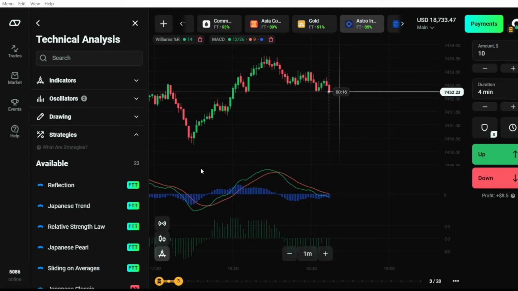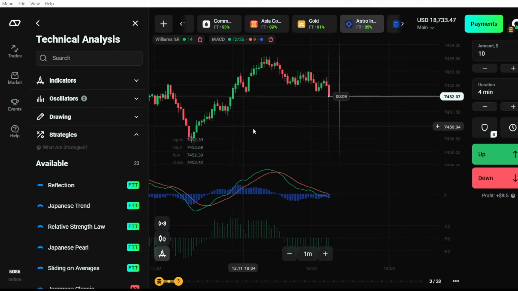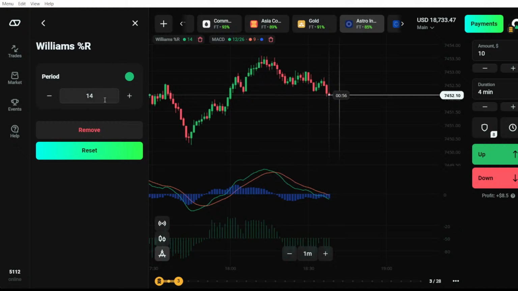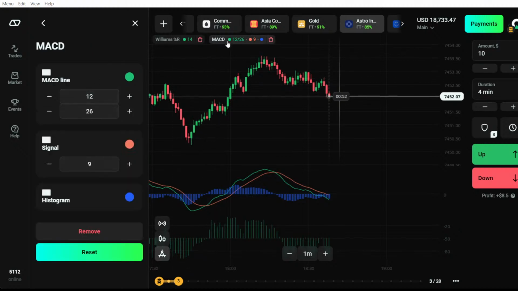So far we have learned how you can apply this strategy automatically. Now this piece of information is for those traders who haven't reached the expert level so far, who are still on starter or advanced level. So guys, you can take a screenshot of this part, or you can note down the frequency. With Williams percent R, we need a period of 14, and with MACD we need periods of 12, 26 and 9.